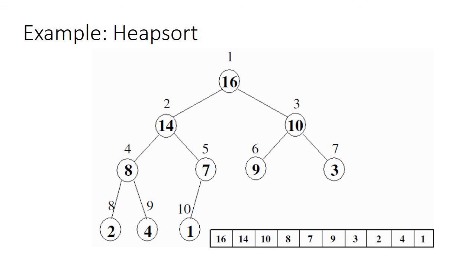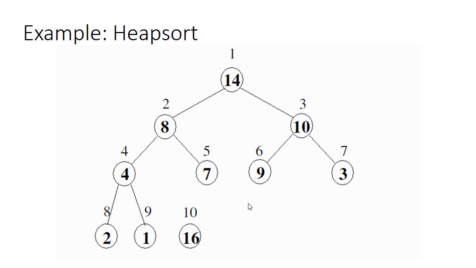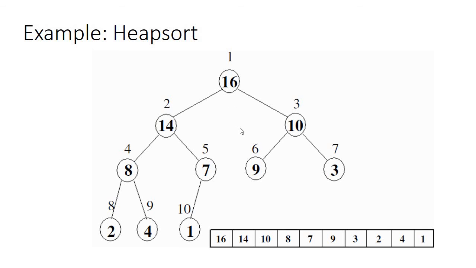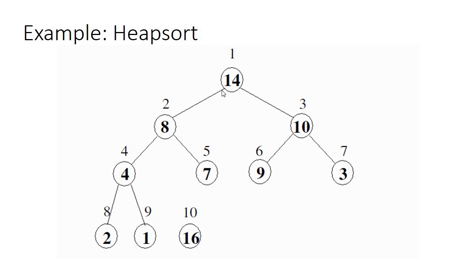So if we are taking out 16, after 16 the values must be 14 and then 10 and then 8, 7, 9, 3, 2, 4, 1. So if we are placing in this order, you can see there are some values which are in sorted fashion, but not all of them. So how can we move these values? First we eliminate 16.